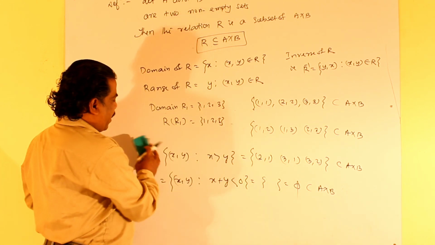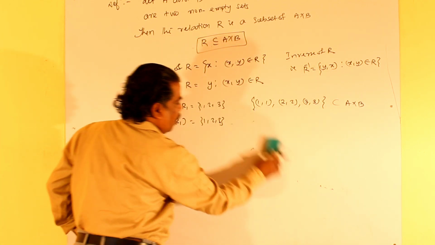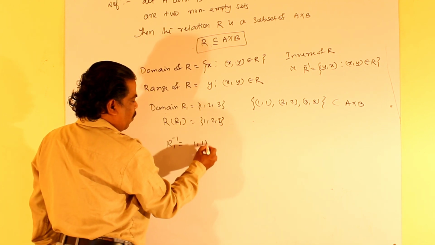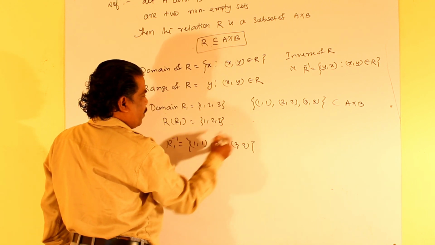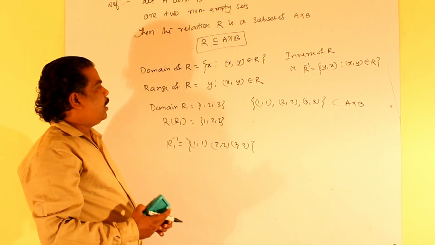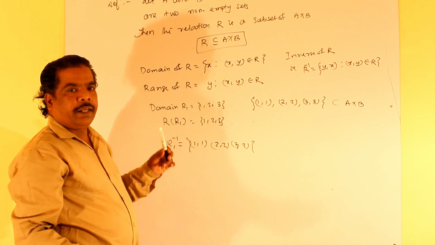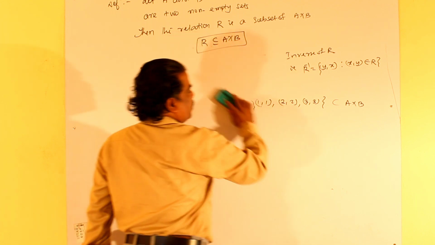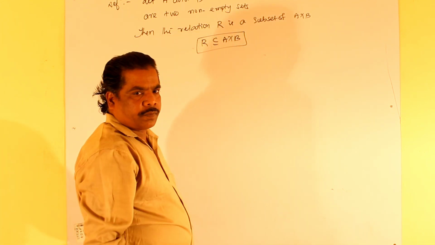And the inverse of R1, R1 inverse, is equal to {(1,1), (2,2), (3,3)}. If (x, y) belongs to the relation, then (y, x) belongs to the inverse. In this way you find the domain and range of a relation. Now, next we study the types of relations.